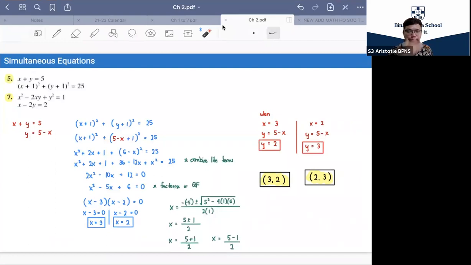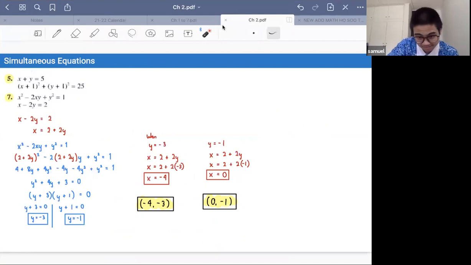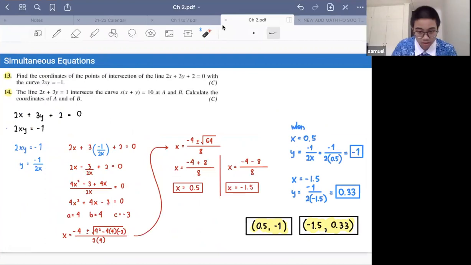Number 5. Okay, so I have here number 7, but I won't explain this because it'll take too much of our time. I'll just skip it right here. So you guys have a guide on some questions. And then this is number 13. This is my answer for number 13.